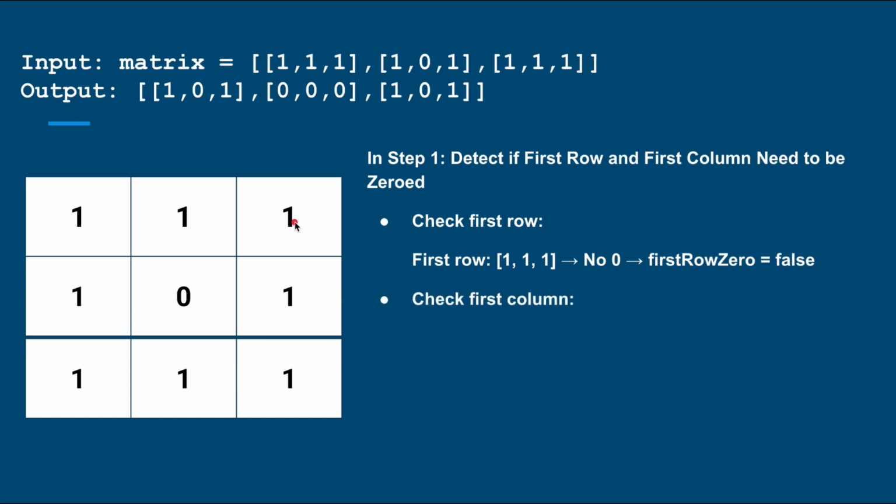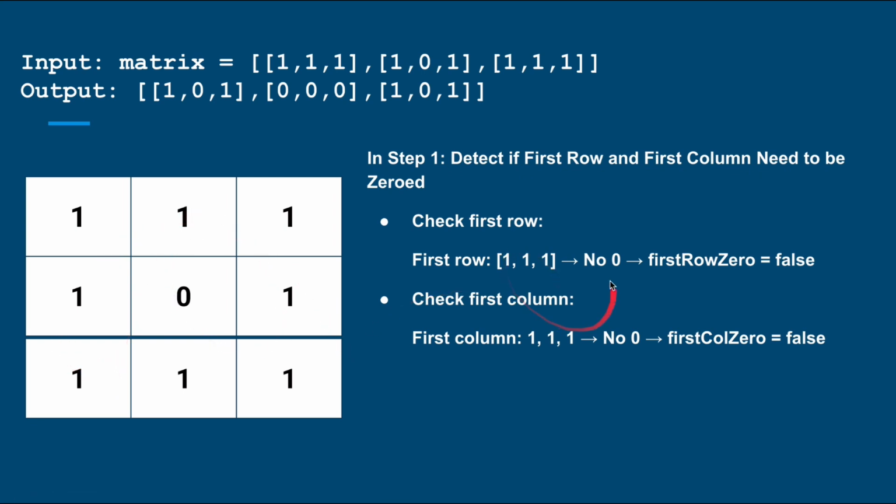Then we'll check for the column. We'll go through the column and check all the column data, which is 1 1 1. So there are no zeros. So the first column is also marked as false. Understand, right? So what we are trying to do.